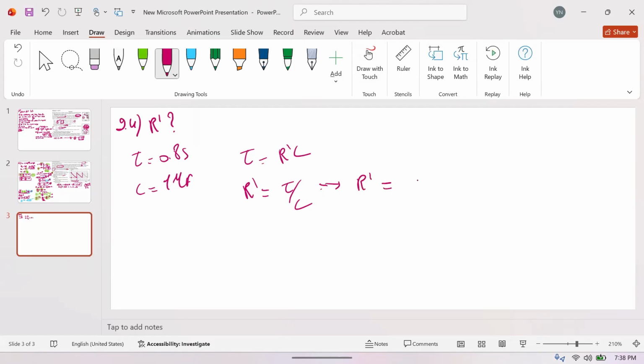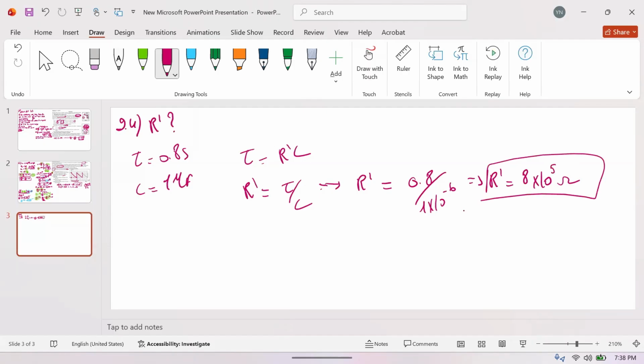So R prime is equal to 0.8 over 1 times 10 power minus 6 to convert it to SI, of course. So we will be getting R prime equals 8 times 10 to the power 5. Okay. Please write the units, write the steps.